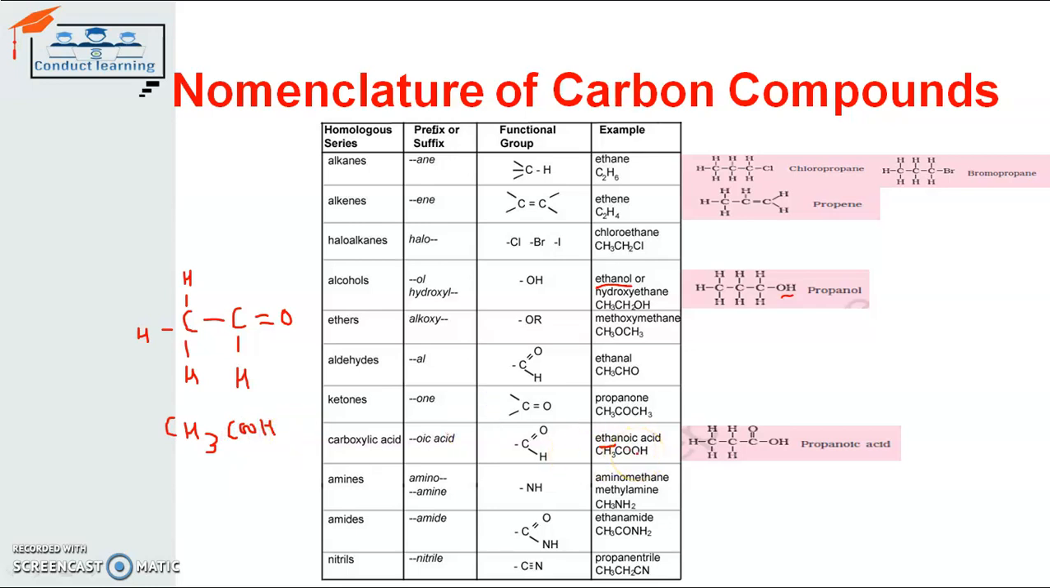The same example for propanoic acid is also given there. In propanoic acid, the number of carbon atoms because of prop is 3: 1, 2 and 3. One of the carbon atoms is already there in the functional group, so that's why it's written there.